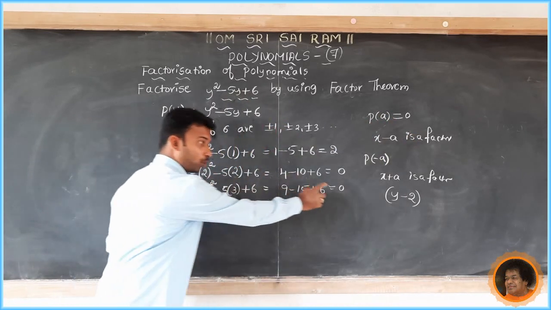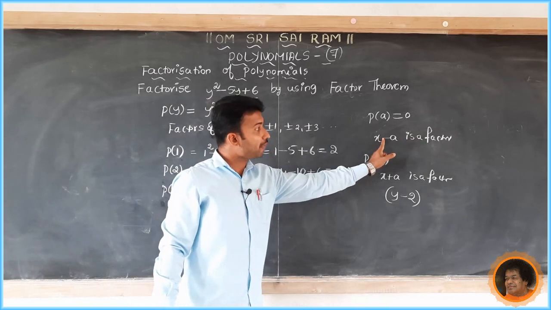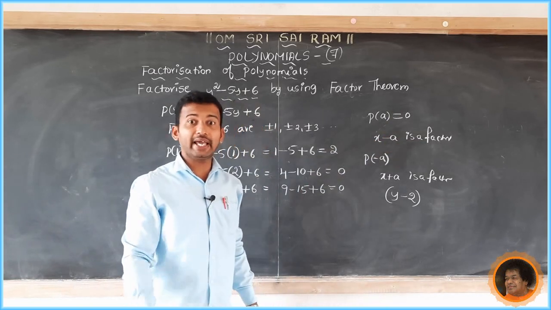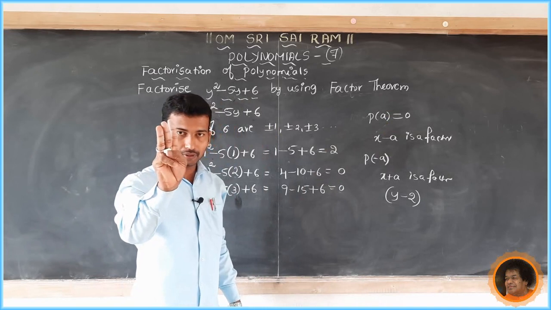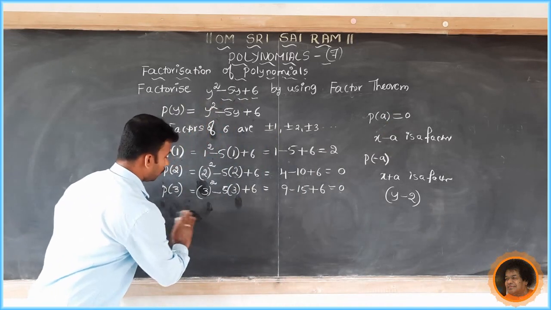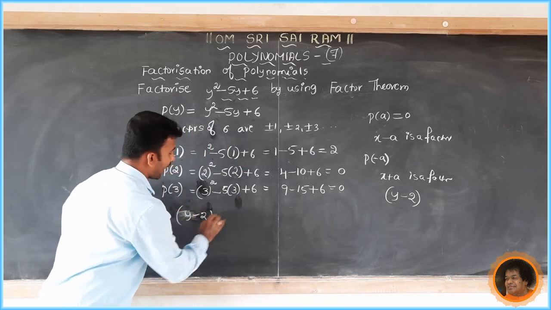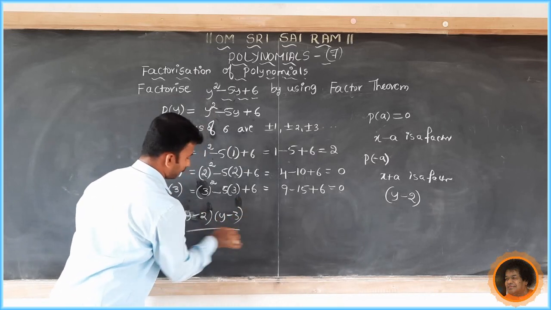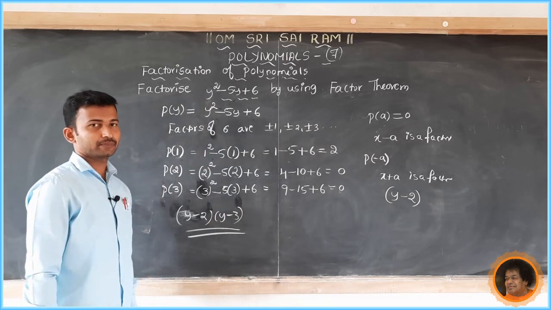P of 3 is equal to 0. So, y minus a is a factor, and a is equal to 3. So, we have two factors: y minus 2 and y minus 3. These are the two factors.